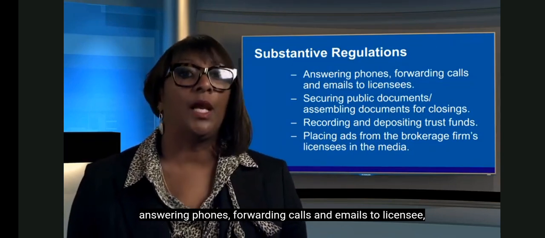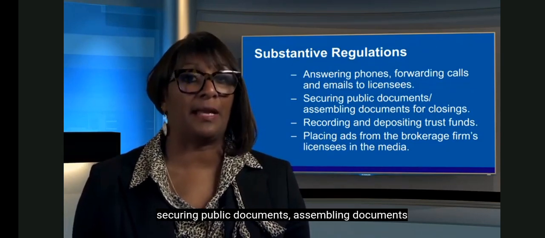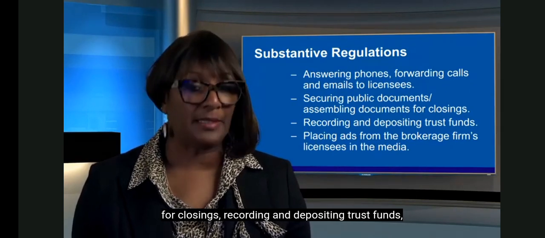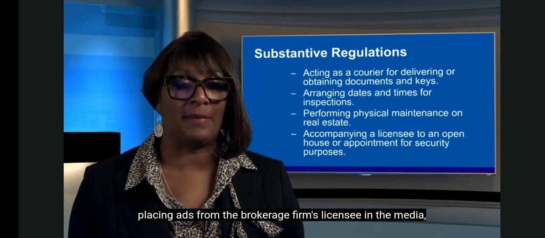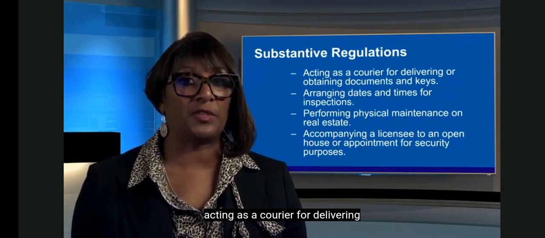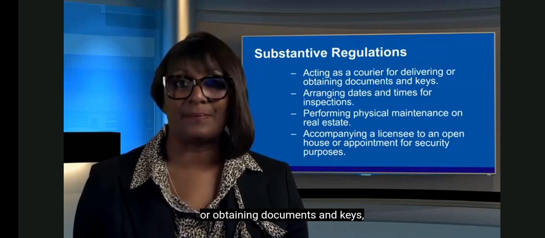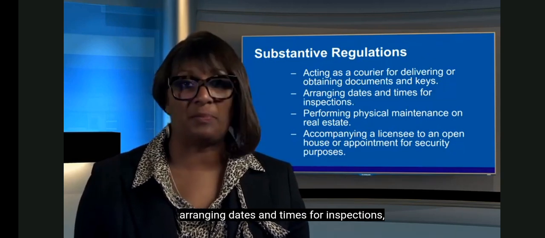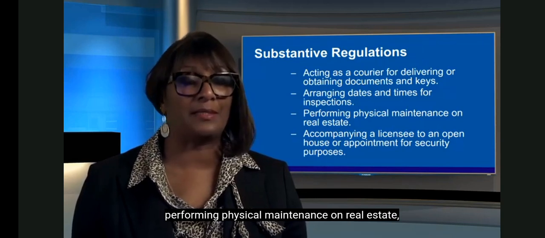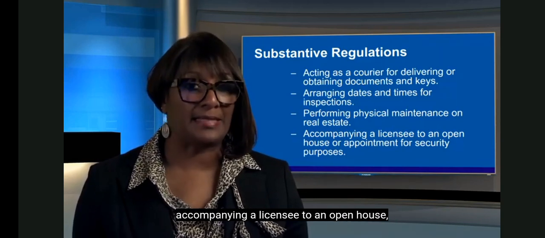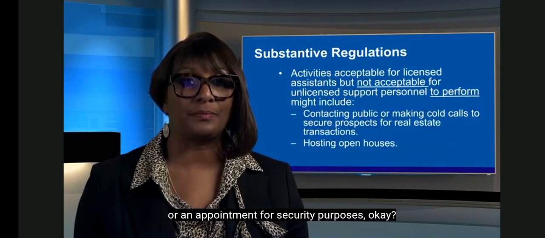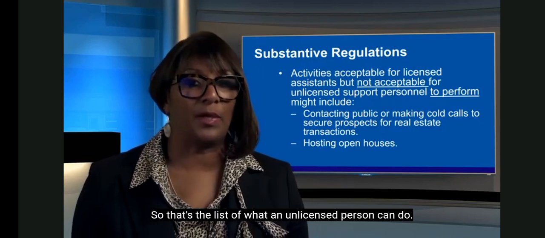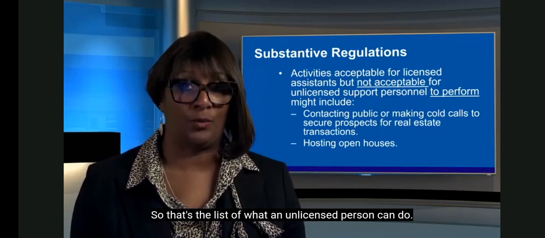Answering phones, forwarding calls and emails to the licensee, securing public documents, assembling documents for closings, recording and depositing trust funds, placing ads from the brokerage firm's licensee in the media, acting as a courier for delivering or obtaining documents and keys, arranging dates and times for inspections, performing physical maintenance on real estate, accompanying a licensee to an open house or an appointment for security purposes. Okay, so that's the list of what an unlicensed person can do.